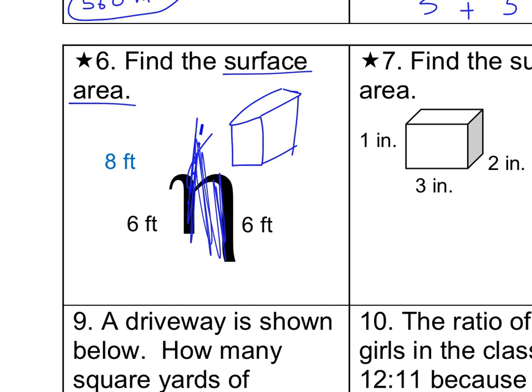So remember our surface area formula. You may want to write this down, right? This is for rectangular prisms: 2 sets of the length times width. And you're going to add that to 2 sets of the width times height. And you're going to add that to 2 sets of the length times height.